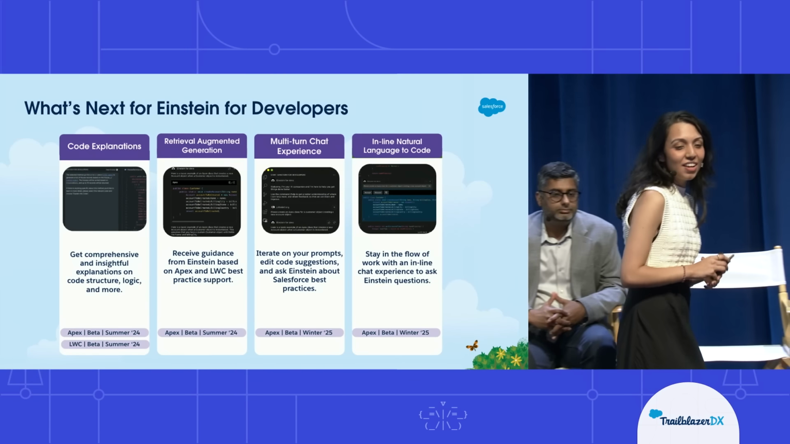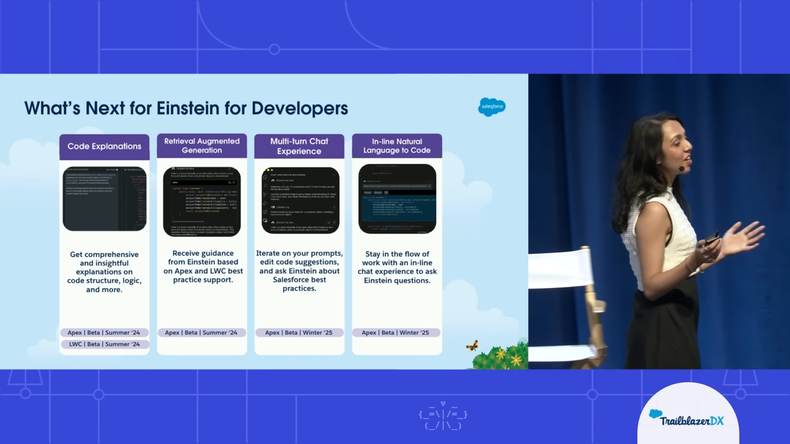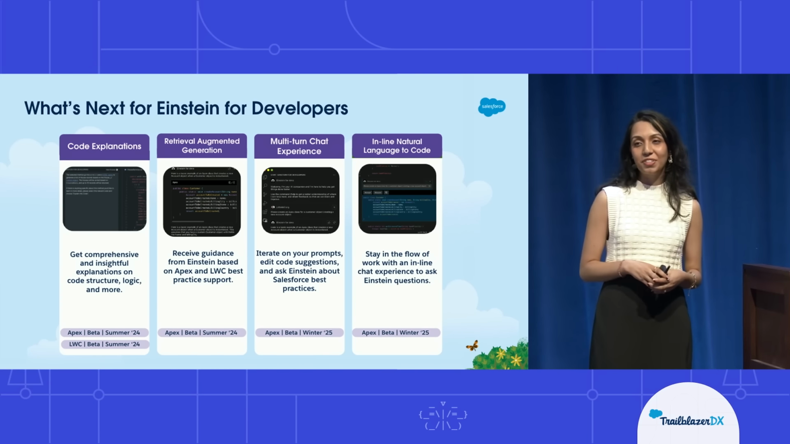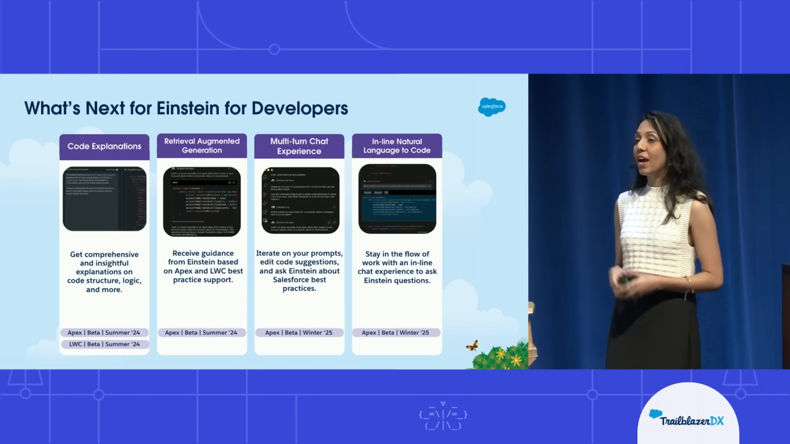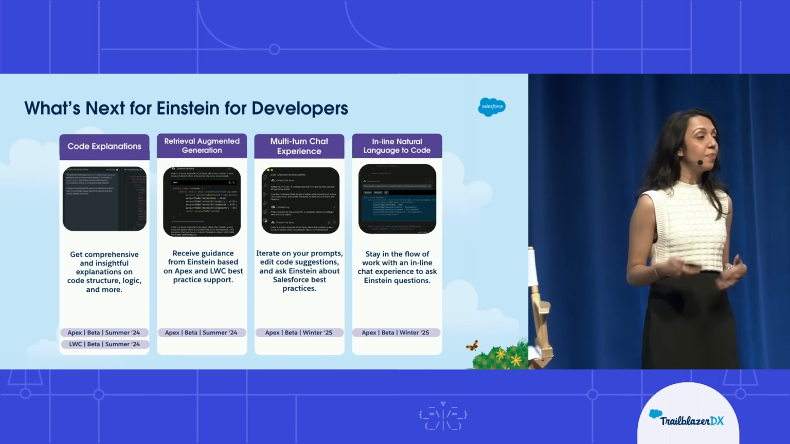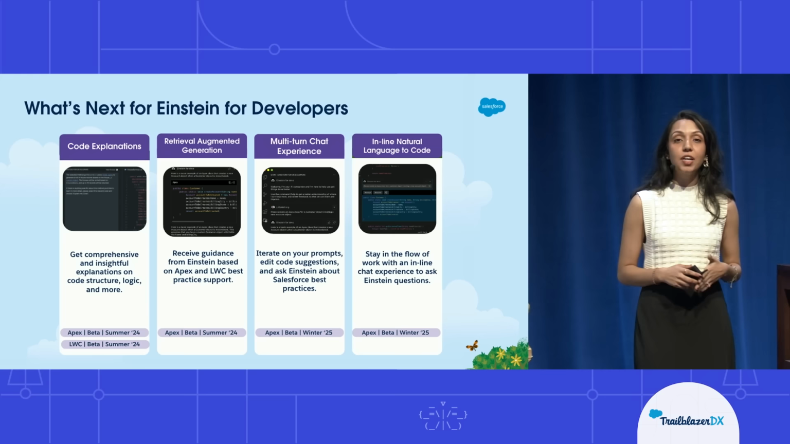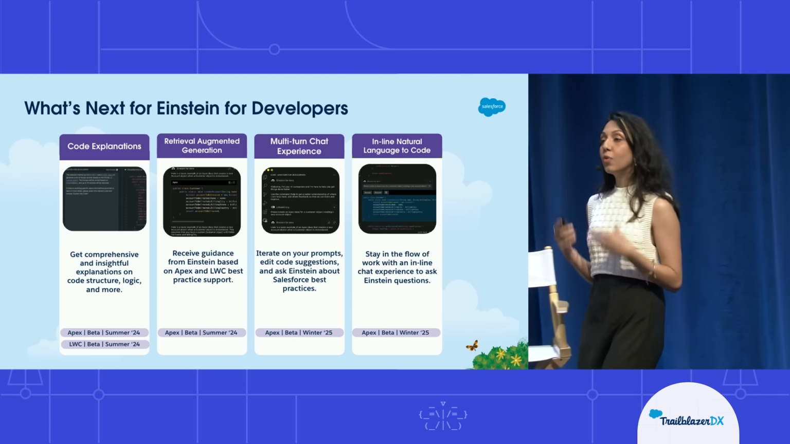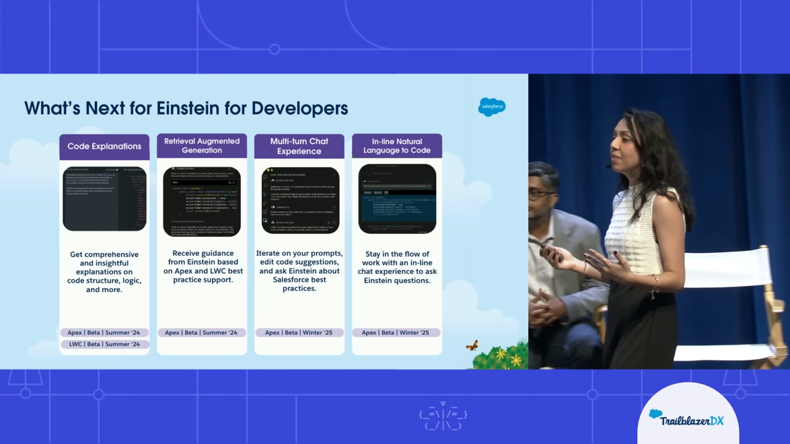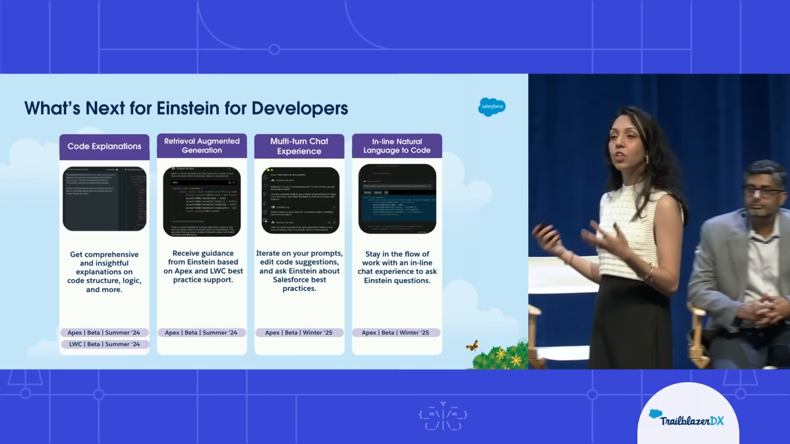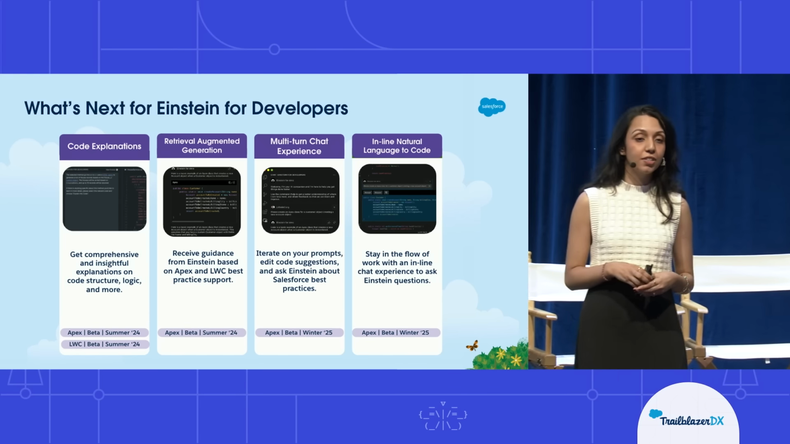All right. So most importantly, what's coming next for Einstein for developers? Well, we have quite a few items on our roadmap based off of the feedback that y'all have provided us throughout the pilot and open beta. First up is code explanations. We've heard from many of you that oftentimes you want it to be easier when you're learning about a new part of your code base.